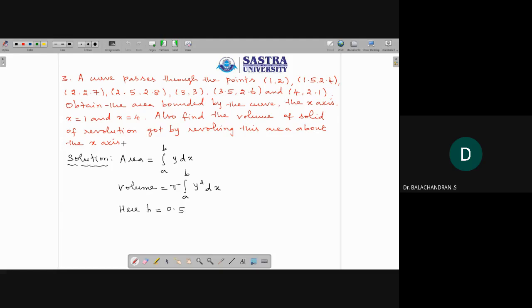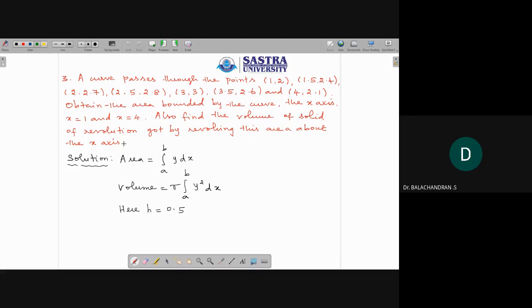Before going to the next problem, Simpson's one-third rule you can apply only if the number of intervals is even. Otherwise, we can't apply Simpson's one-third rule. Simpson's 3/8 rule you can apply only if the number of intervals is a multiple of 3. So these are some of the restrictions for Simpson's 1/3 and Simpson's 3/8 rule.